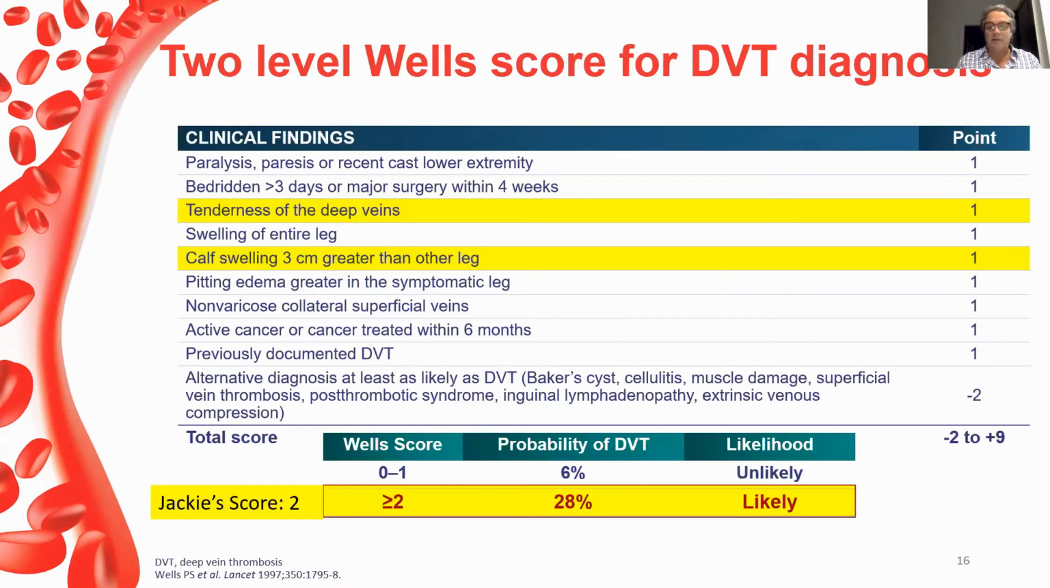Okay, so let's talk about the Wells score. I really have to give kudos to Dr. Wells. This is a Canadian, so important, so impressive. He's still around, still in practice, so really, really impressive. But her Wells score, Jackie's Wells score, is 2. She has tenderness of the deep veins of the calf, and she has swelling, as I mentioned, of 3.5 centimeters. So greater than 3 gives you a point. What the Wells score says is that if your score is 2 or higher, your probability of DVT is 28%, and that's considered to be likely. So she's got a likely Wells score.